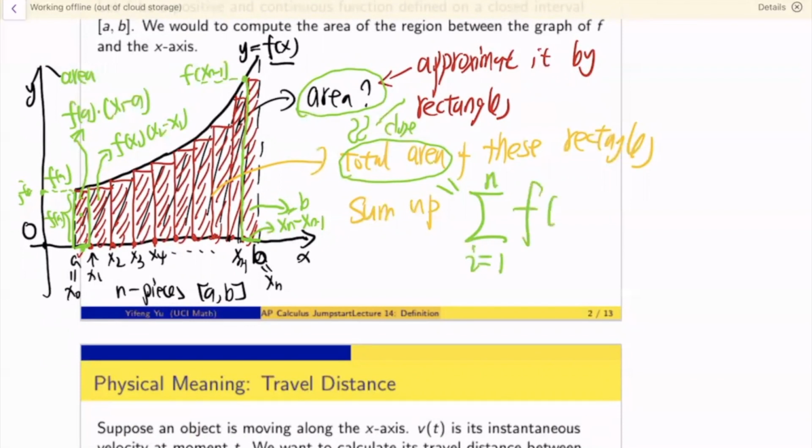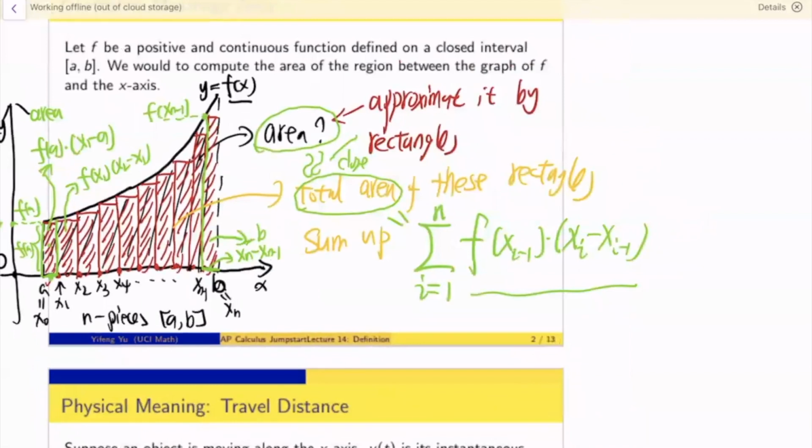So this is the height, this is f of x_i, and here will be x_{i-1}. So this is x_{i-1}, right? Okay, and multiply by the weight, which is x_i minus x_{i-1}. All right, so we just sum them up. This is the area of those rectangles.